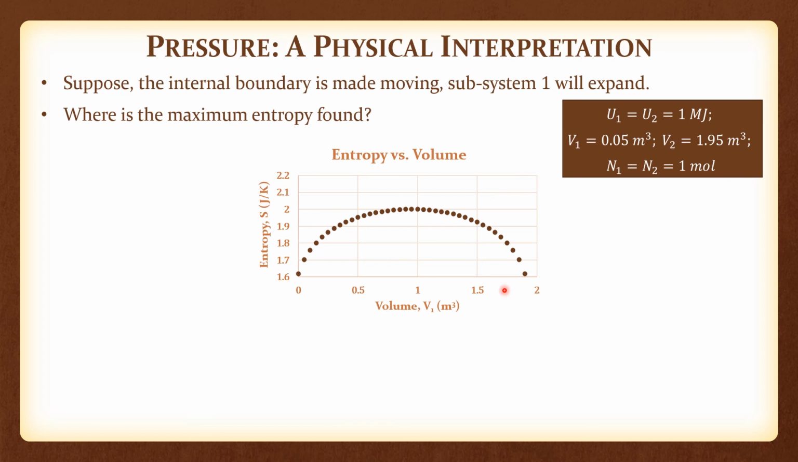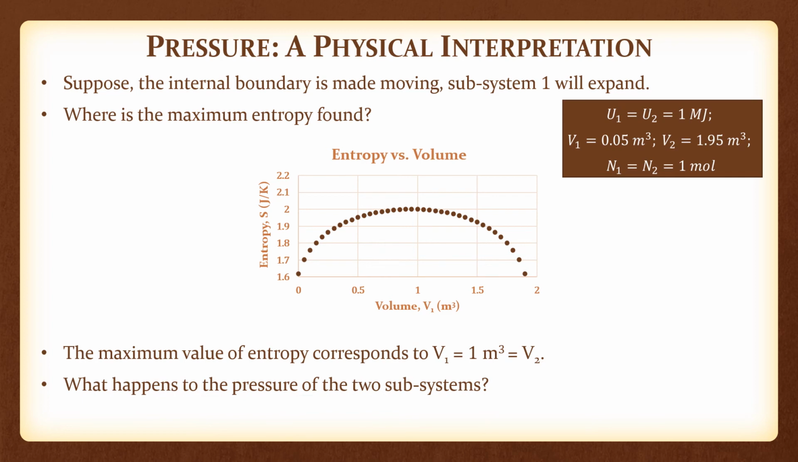You have S is equal to K times U V N, all to the power 1 by 3. Let K1, K2 be equal to 1. Or you can even change the constants for that matter. Then you will see that this maximum will shift away from this 1 meter cube volume. That is for you to try and find out. The maximum corresponds to V1 equal to 1 meter cube equal to V2. What happens to the pressure of the two subsystems?